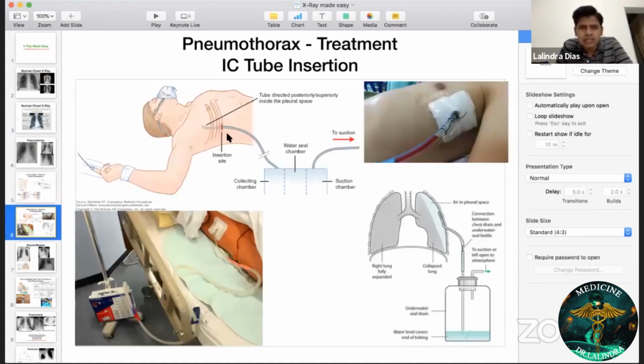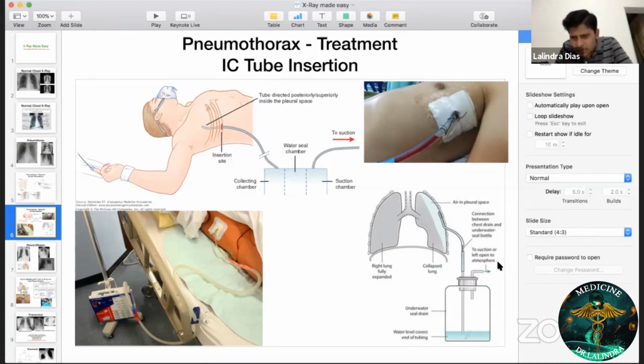So you can see here, this is how you insert an IC tube for a pneumothorax, and you drain that air into this bottle, which is the underwater seal. And there are two tubes in this bottle. Can you see? There are two tubes. One tube is going to the pleural space. It is draining this air, which is under pressure, and it will bubble through this water. And the other smaller tube connects to the air.